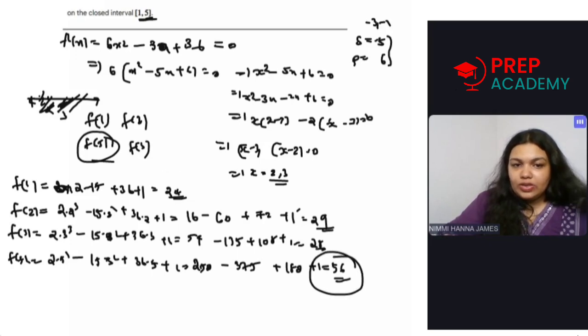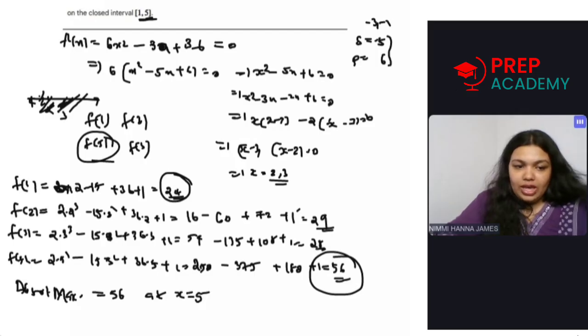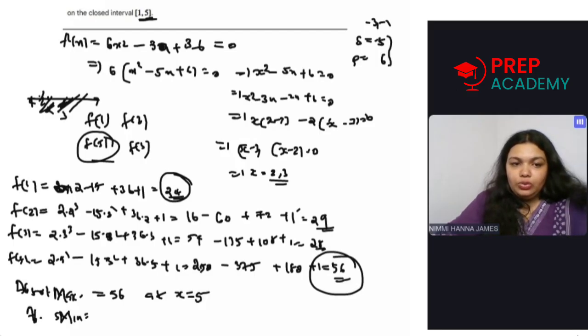So which among these is the highest value? 56 is the biggest and the lowest is 24. So the absolute maximum is equal to 56 at x equal to 5, and the absolute minimum is equal to 24 at x equal to 1.